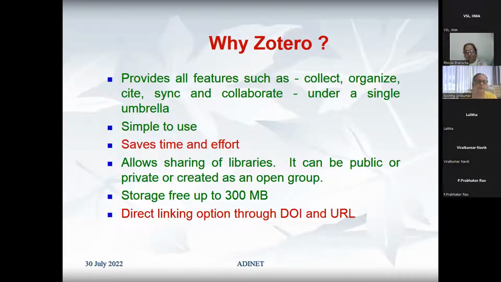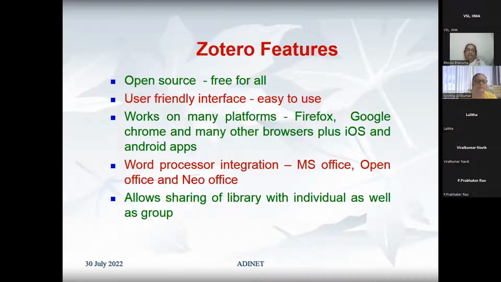So why did we go for Zotero? Because it is very, very simple to use. It saves time and effort. There is direct linking through DOI and URL, and sharing of libraries is allowed. These were the features which made us choose Zotero. It has a very user-friendly interface, and word processor integration is available. And these are the basic features of Zotero.